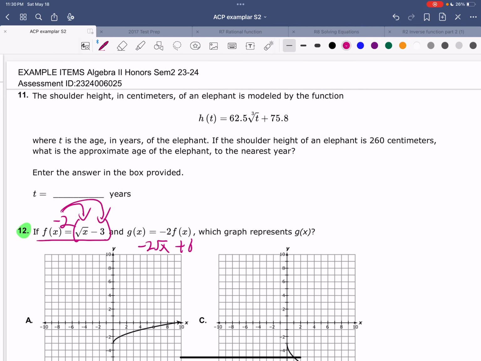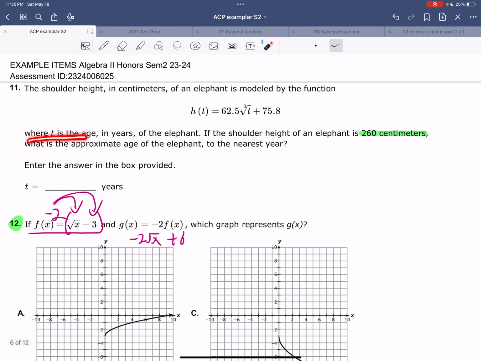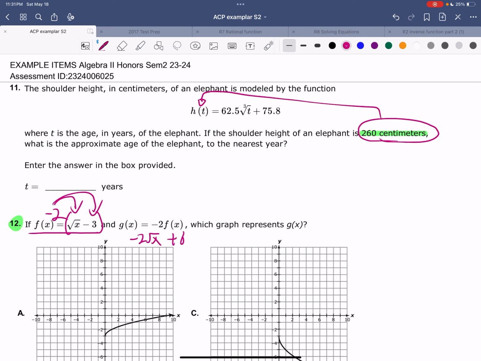It's easy. Whenever you have this question, what you're gonna do is you will just copy this question down. Just be careful where to plug this number in. 260 centimeters. So if you look at this question, the shoulder height in centimeters of the elephant is modeled by this function, where t is the age, so that's an age, and h of t is going to be the height. What is the approximate age of the elephant? So you're looking for t. So 260 centimeters, that's not an age, so that one should be the height. So you're going to plug it here.